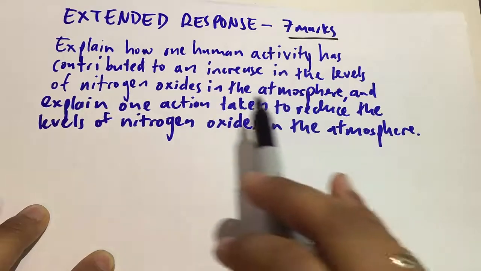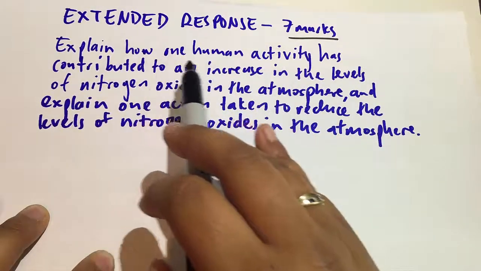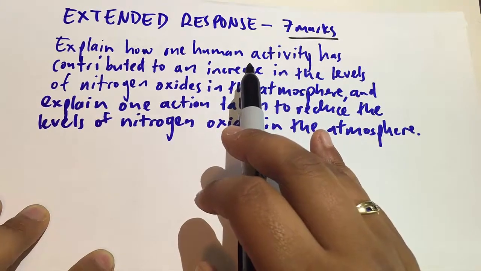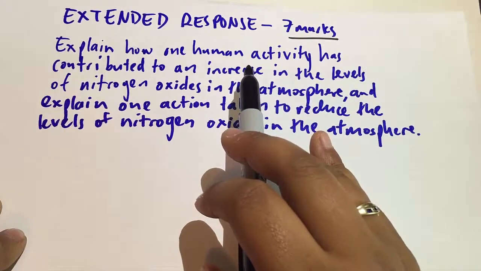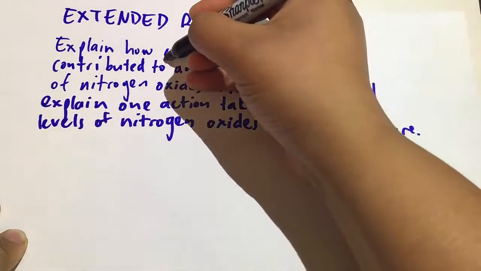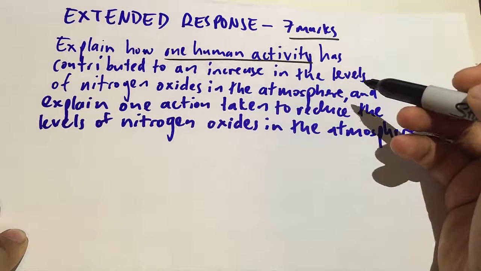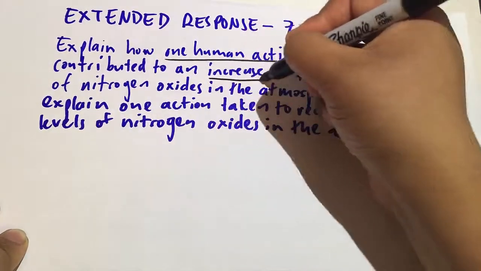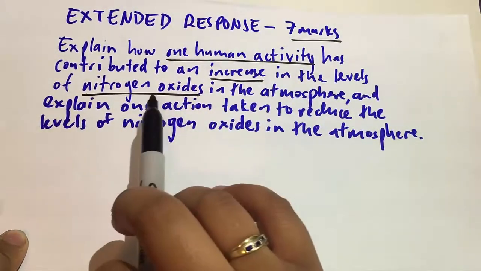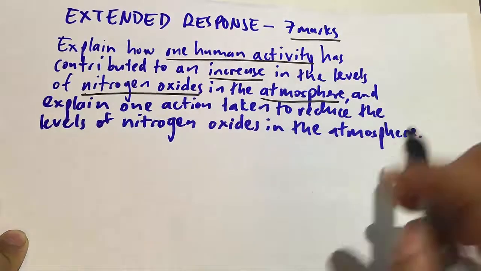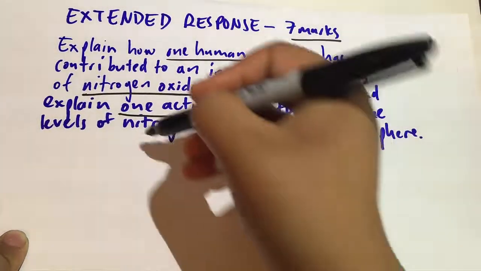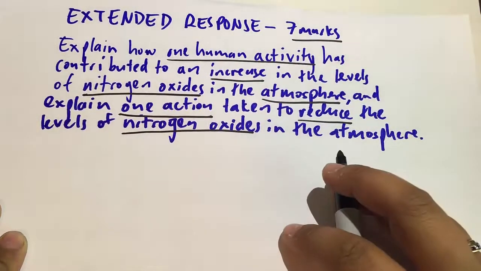So we were just saying that with human activity, the idea is that we've got industrial furnaces or internal combustion engines providing those high temperatures, allowing the nitrogen molecule to break and react. So this is our first important key part of that question. And the next bit is the increase in the amount of nitrogen oxides. So how is that human activity increasing nitrogen oxides in the atmosphere? And then we need to talk about one action that's going to reduce the nitrogen oxides. So there's quite a bit of information here.